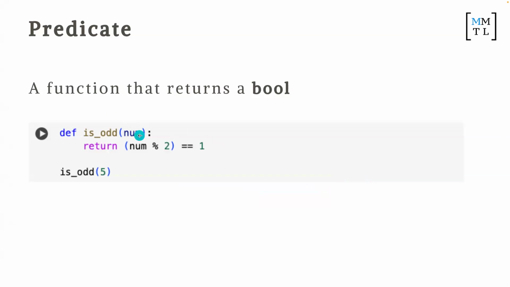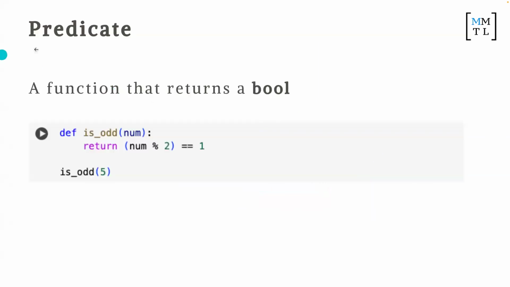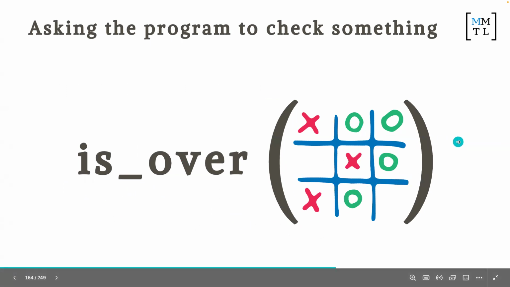So this is an example. A function is_odd. I pass a number and I check whether the remainder of this number is 1. If it is, then it will be odd. This is called a predicate function. It's a special type of function called a predicate. Basically, you're asking the program something you want to know is true or false. For example, if you want to code tic-tac-toe, you can have one called is_over. Is this game over?